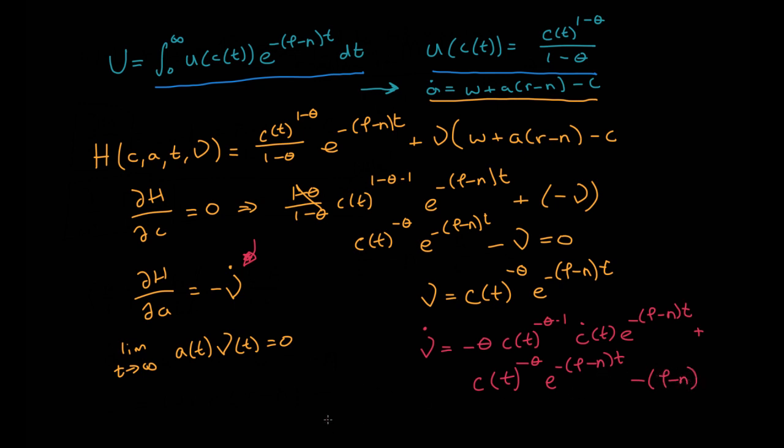Good. Then we simplify to mu dot equals minus theta c(t) to the minus theta minus 1 times c dot t times e to the minus rho minus n t, minus rho minus n times c(t) to the minus theta times e to the minus rho minus n t. I'm out of space, so I will continue in the next little clip.